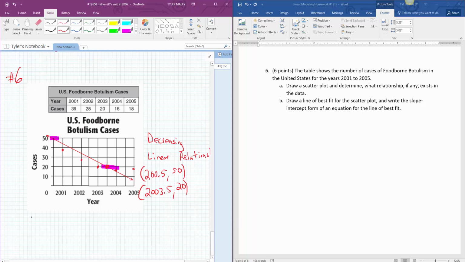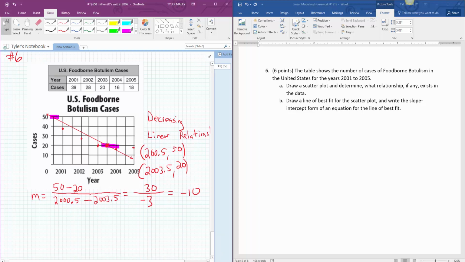So again, as always, find slope first. So m equals change in y over change in x. So we could do 50 minus 20, all over 2000.5 minus 2003.5. So on the bottom we get -3, on the top we get 30. So this would be -10, right?